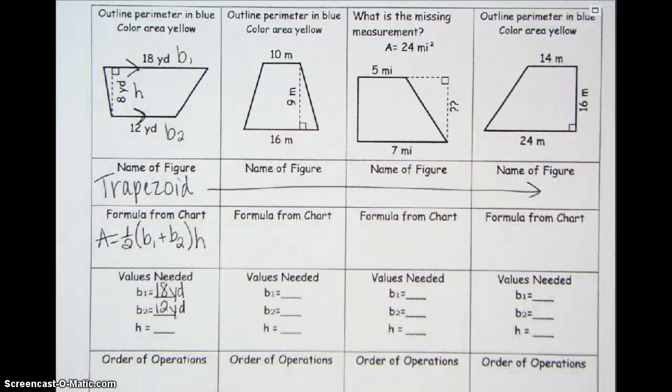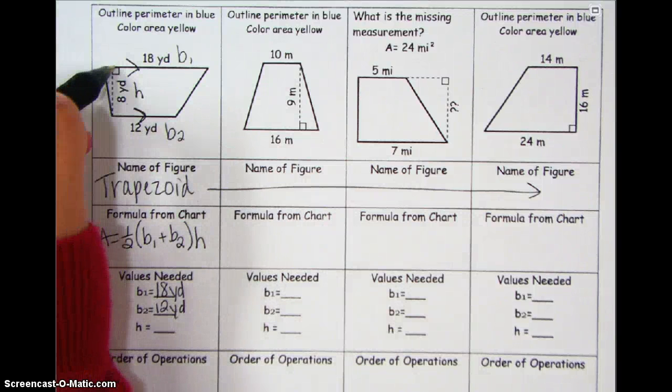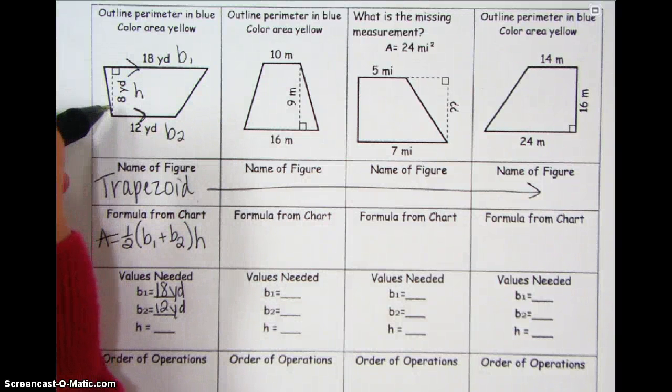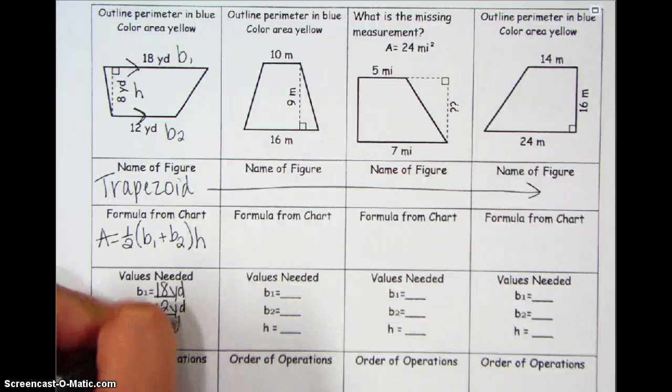Here's a hint for you on trapezoids. The height is always going to go between the two bases. It's always going to connect the two bases together. That's going to be your height on a trapezoid. Okay, so that's 8 yards.